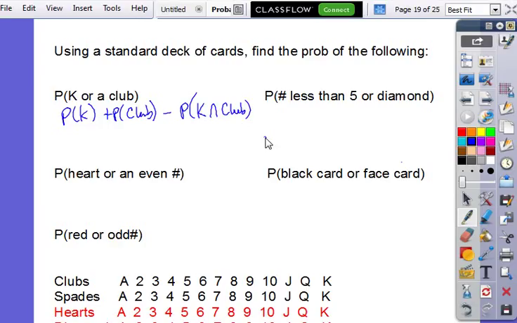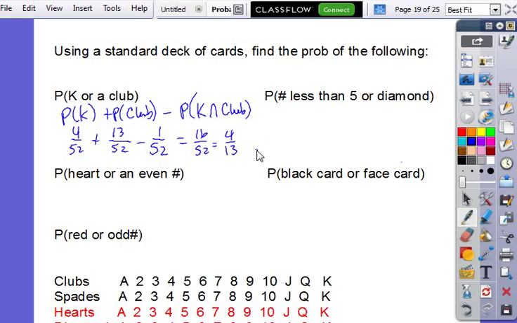All right, so if I want to find the probability of a king, what's the probability of king down here? 4 out of 52. Plus the probability of a club. How many clubs are there? 13 out of 52. Minus the probability of a king and a club at the same time. So how many are kings and clubs at the same time? Just the one. That's what the answer is going to be. So then I would say 4 plus 13 minus 1 would be 16 over 52. Simplify that down and get 4 over 13.